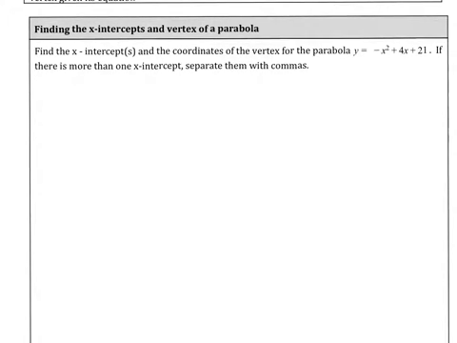I'm going to break this video into two parts. Part one, we'll talk about the x-intercepts, and then part two, we'll talk about the vertex. So the nice thing is, anytime you're asked to find an x-intercept of a function, no matter what the function is, that always means to make y equal 0.